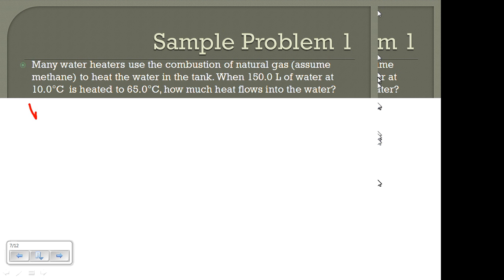I've given you a volume of water, which is 150 liters. We can easily convert this to mass. Eventually we're going to want to plug into this formula Q equals mc delta T to determine the amount of heat. Remember, Q is heat. In order to do that, we need to find the mass of water, the specific heat capacity of water, and the temperature change of the water.